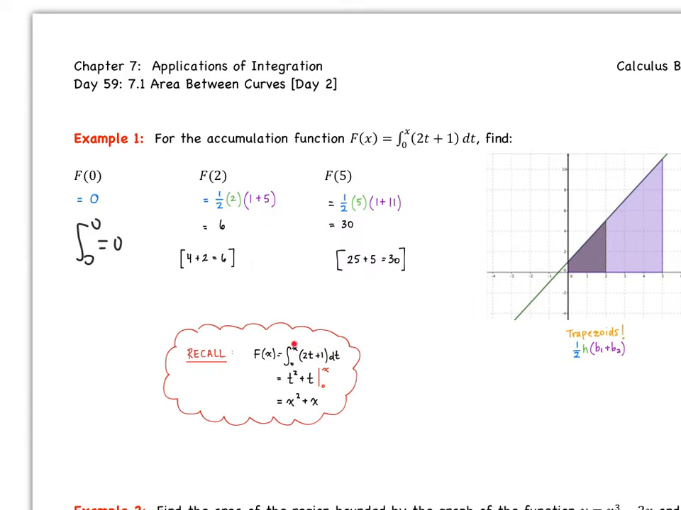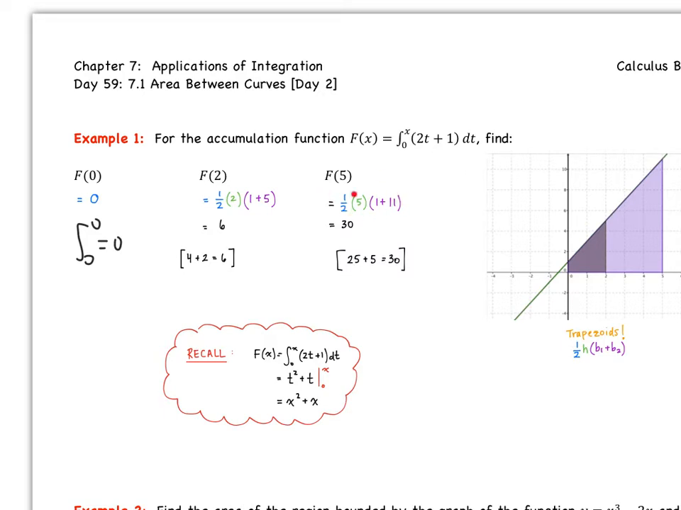Now, if we were looking at it in terms of the integral, you would integrate from 0 to x of 2t plus 1, and integrating 2t plus 1, you get t squared plus t, but evaluating it from 0 to x, we would get x squared plus x. So if x is 2, then it would be 2 squared plus 2, and we would get 6 as well. So there's kind of two ways you can look at this problem.